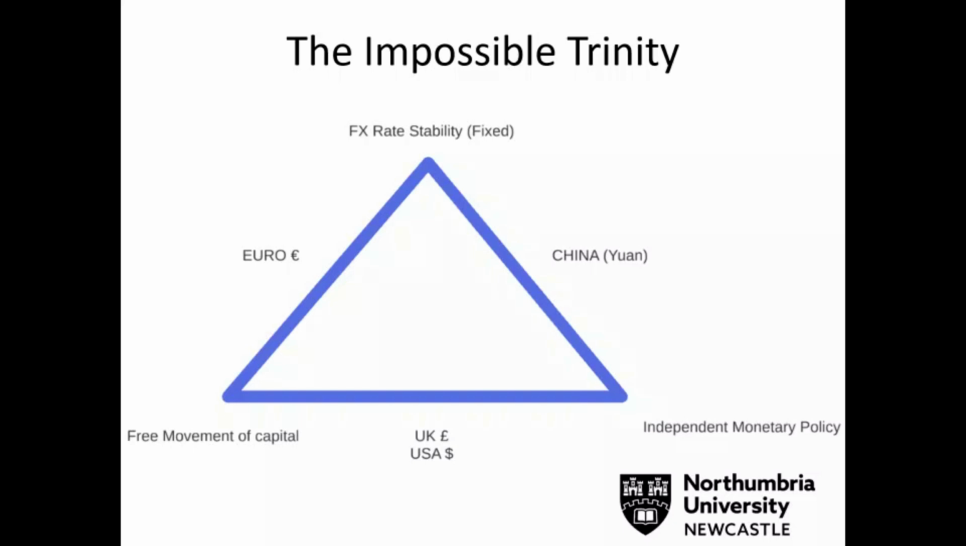I could argue the caveat here being the United States, because technically they might have all three, because most currencies are pegged to the dollar, therefore they can benefit from fixed price stability amongst whoever's pegged to them. They have the Fed, who set monetary policy, and they do have free movement of capital. So you could argue that the US dollar does potentially have an element of all three here.